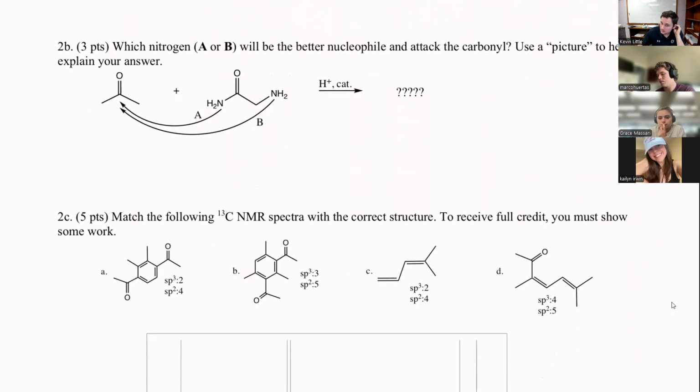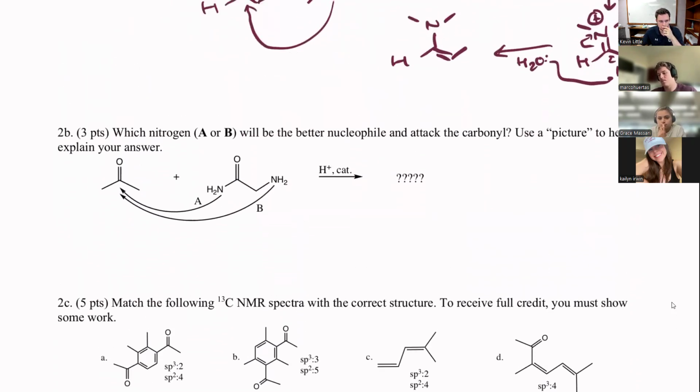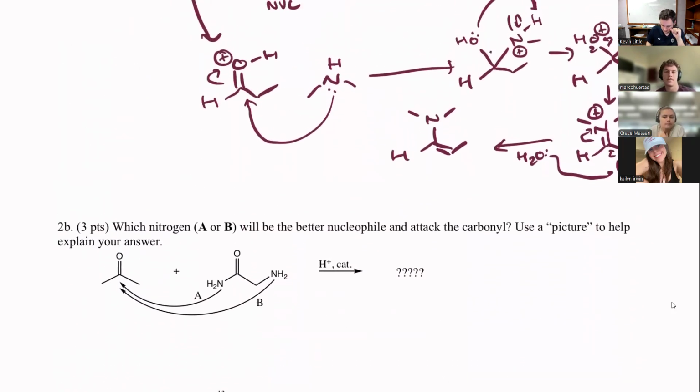This isn't something we directly talked about in class, but I think it is a good question. Which nitrogen, A or B, will be the better nucleophile and attack the carbonyl? I want to hear y'all's answers. Give me some justification. What is a good nucleophile? We want something that's more negative in a sense, right? Yeah, something more willing to give away its electrons.